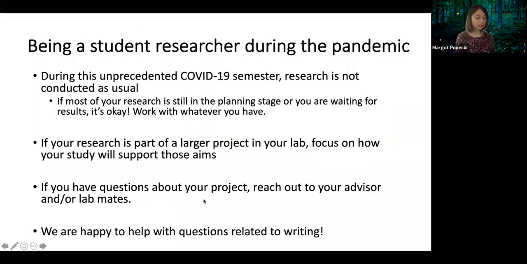So lastly, I just wanted to remind you all that this is a very unusual semester, and don't worry if you feel like your research isn't going as it should, because research is not conducted as usual. So if most of your research is still in the planning stage or you're waiting for results, it's fine. Just work with whatever you have. And another thing I wanted to note is if you're in undergraduate research and your research is part of a larger project in your lab, you could focus on how your study will support those bigger aims. And if you have any questions about your project, it's important to reach out to your advisor and lab mates to clarify that. It will really help you with your writing and your understanding of what you're doing.